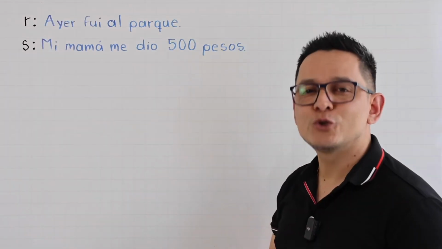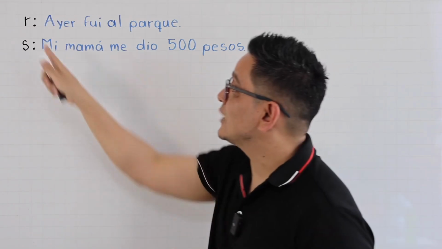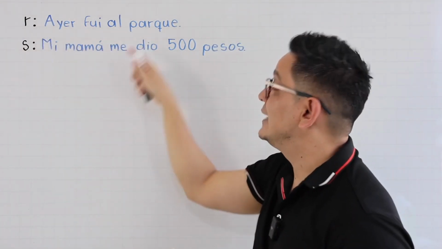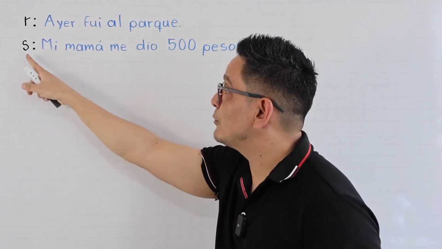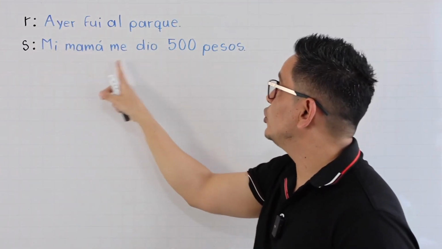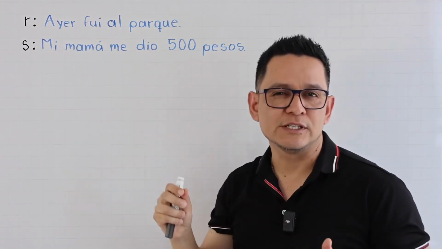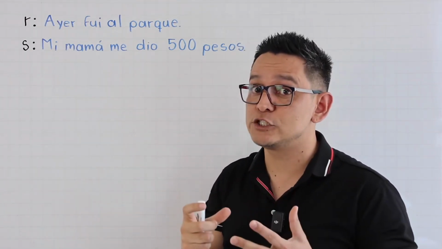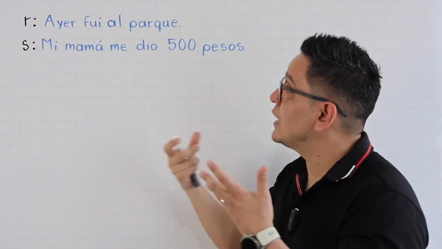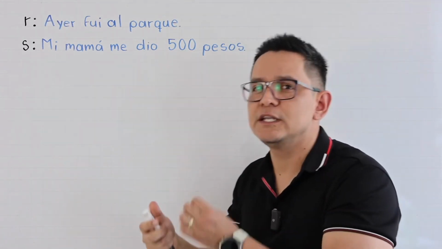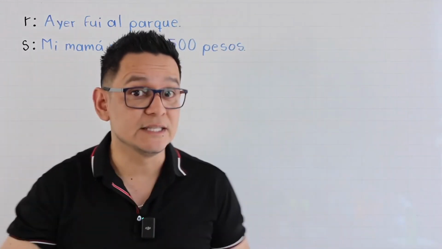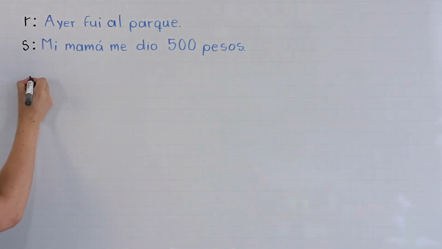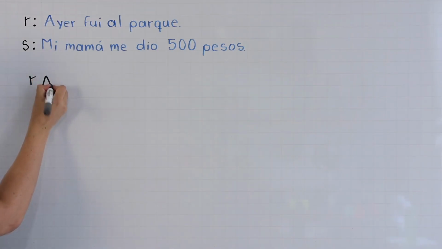Let's go with another example. I'm going to represent the proposition "Yesterday I went to the park" with the letter R, and the proposition "My mom gave me 500 pesos" with the letter S. So, how could I symbolically represent the compound proposition "Yesterday I went to the park and my mom gave me 500 pesos"? Well, it's very simple. We would have to write it as follows. We're going to write R, and don't forget that it's written with this symbol.